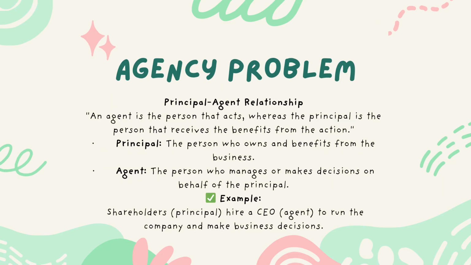Let's begin. Agency problem, principal-agent relationship. An agent is the person that acts, whereas the principal is the person that receives the benefits from the action. Principal: the person who owns and benefits from the business. Agent: the person who manages or makes decisions on behalf of the principal. Example: shareholders (principal) hire a CEO (agent) to run the company and make business decisions.